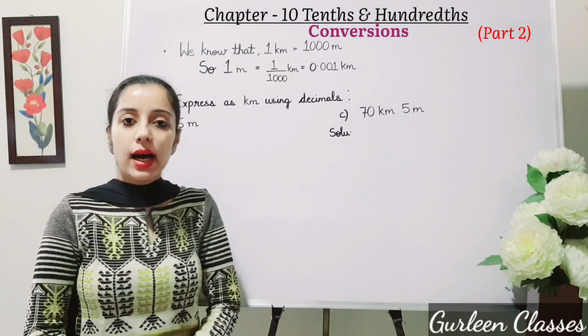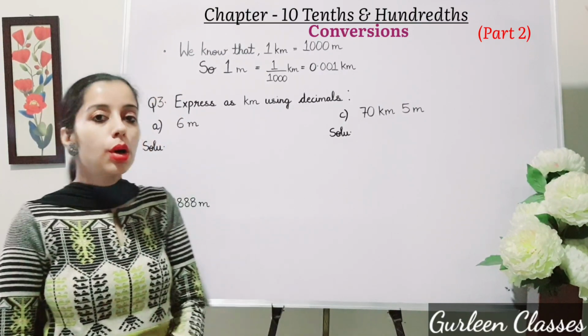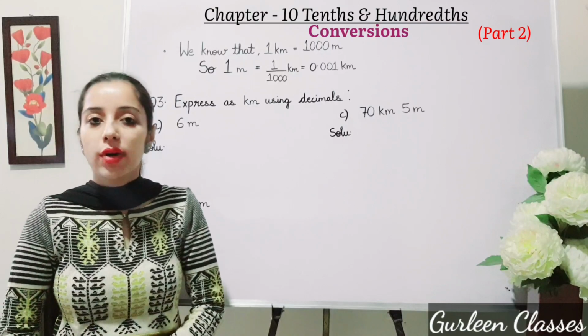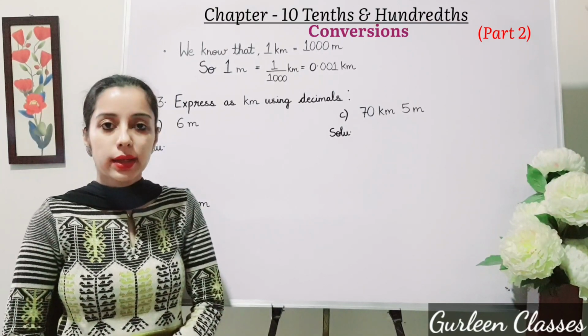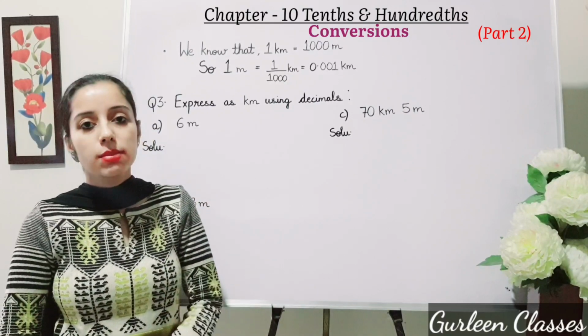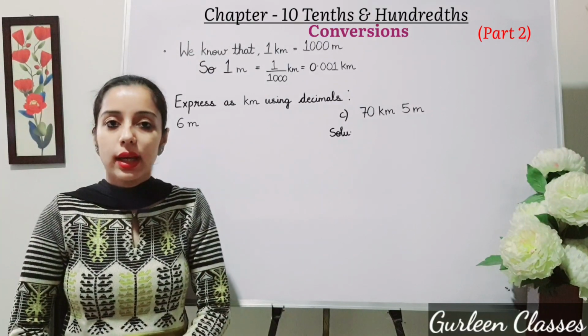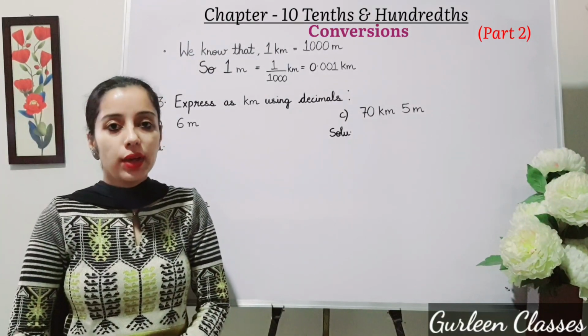Next, we know that 1 kilometer is equal to 1000 meter. So 1 meter is equal to 1 upon 1000 kilometer. In the denominator there are 3 zeros, so after the decimal there will be 3 digits. That is 0.001 kilometer.